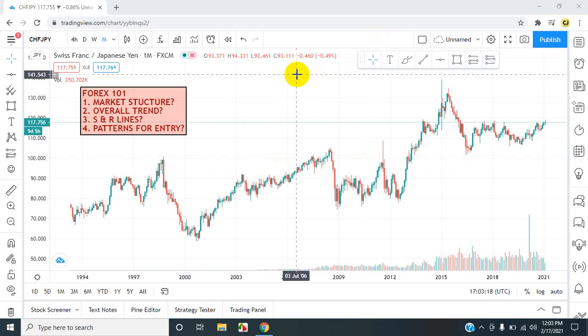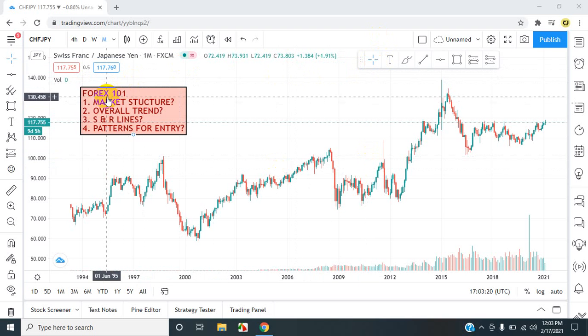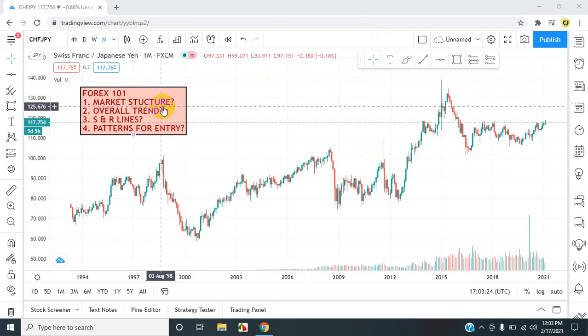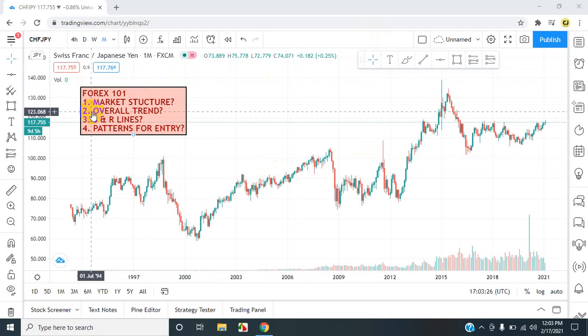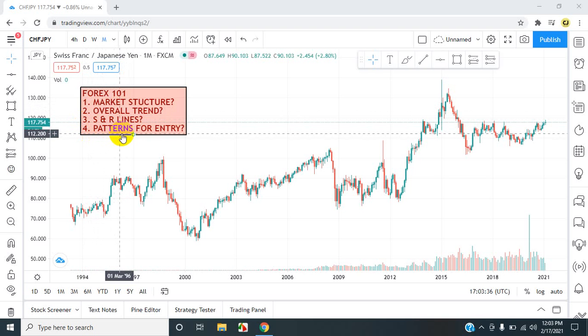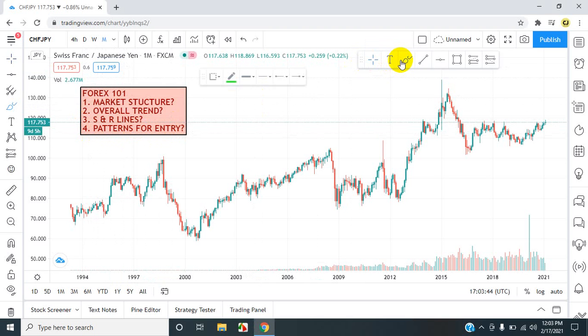So the first thing we're going to go over is Forex 101: number 1, identifying market structure. Number 2, identifying overall trend. Number 3, identifying SR lines. Number 4, identifying patterns for entry. So let's start off with market structure. Let's see what's going on in the market on CHF JPY.